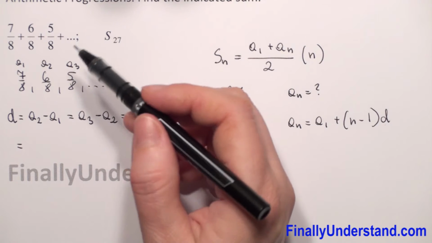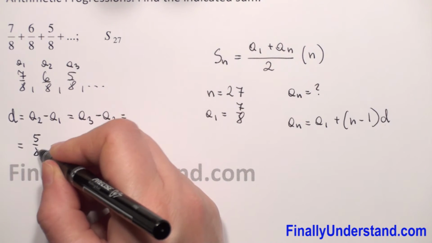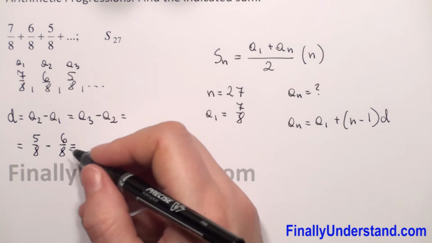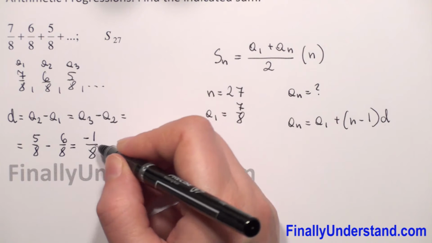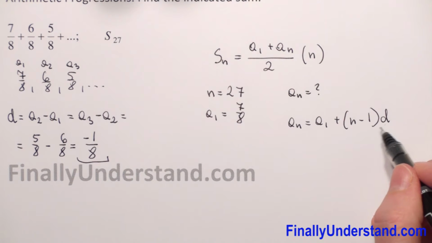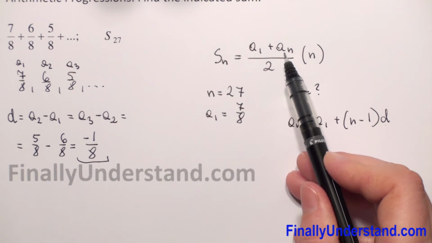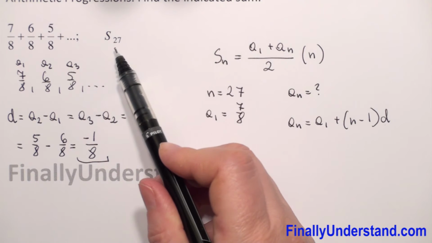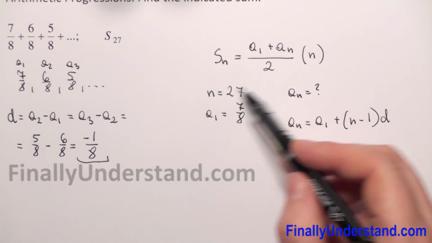So let's choose, for example, a3 and a2. So it will be 5 over 8 minus 6 over 8. So this is equal to, denominator 8 we copy, 5 minus 6 is negative 1. So we have d, negative 1 over 8. So when we have d, we have n. We can find the last term in our example, a27, to find this sum.